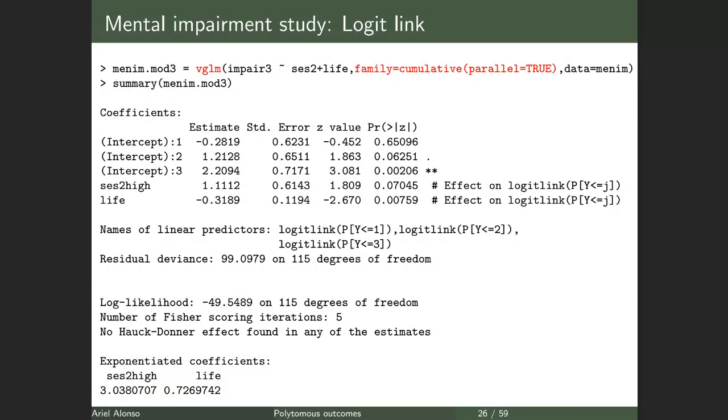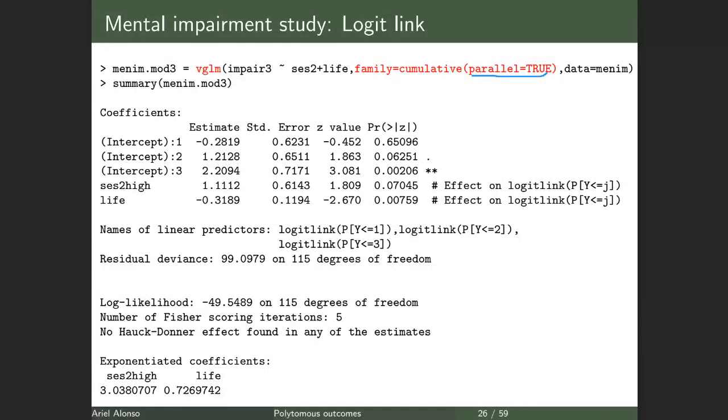And how do you use the logit link? We're going to fit again the same model, parallel equal to true. So what we're saying here is the same beta for all the j's, but now we are not specifying the link. And if you don't specify the link, then R by default considers the logit link. So this is the code just to fit the logit cumulative model.